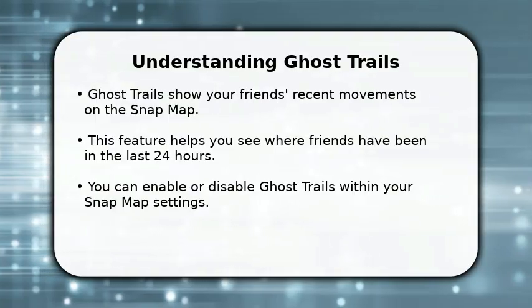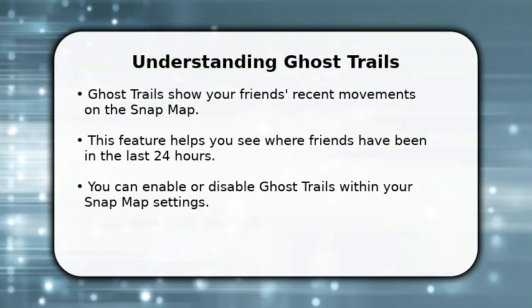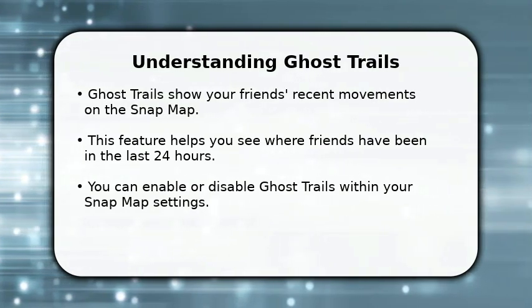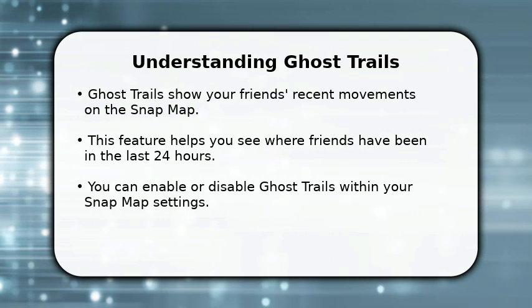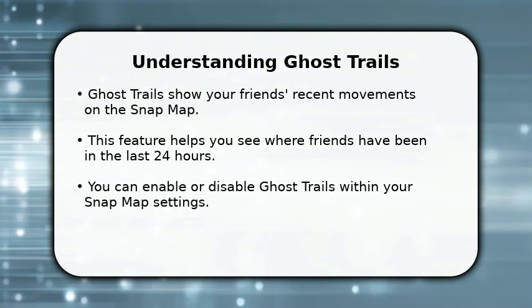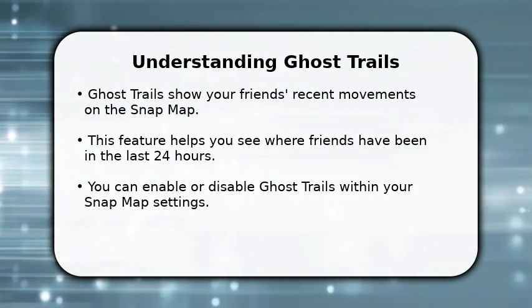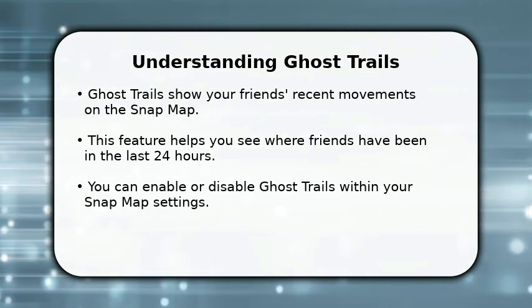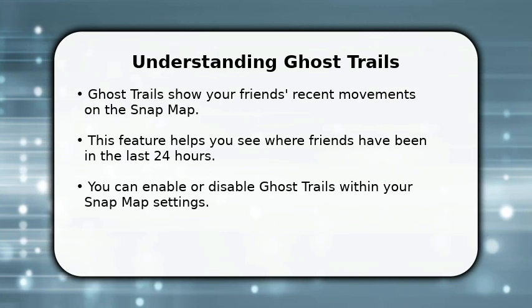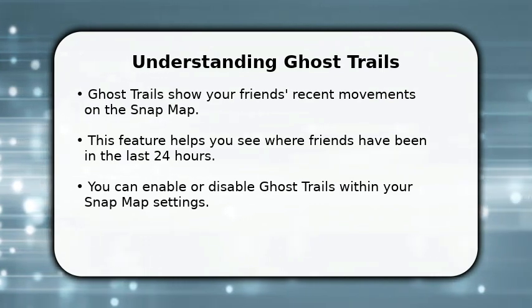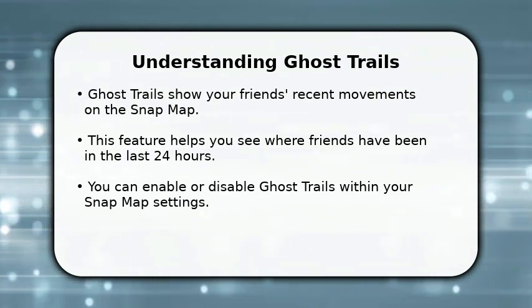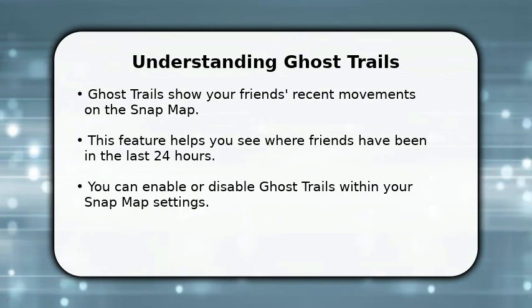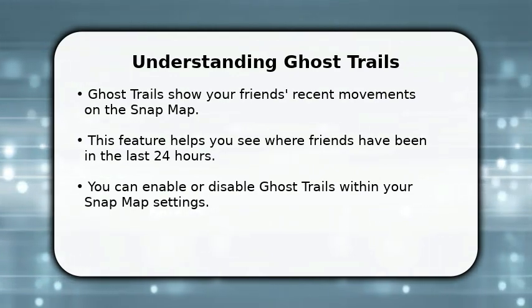In this video, I will explain how to use ghost trails on Snapchat. First, open the Snapchat app and navigate to the Snap Map. You can pinch to zoom in or out to see your friends' locations. Ghost trails appear as a dotted line behind their Bitmoji, indicating their path. This visual cue provides a quick overview of their recent activity, making it easy to catch up on their adventures.